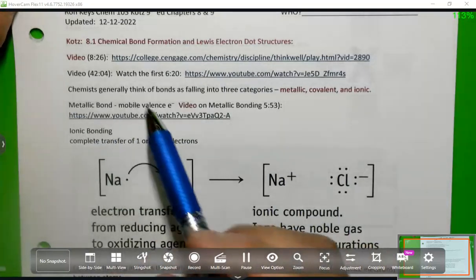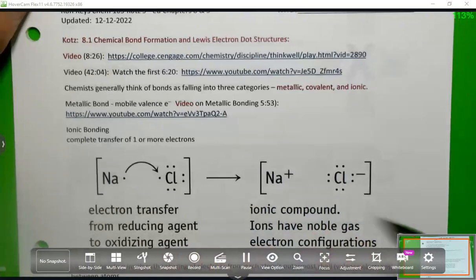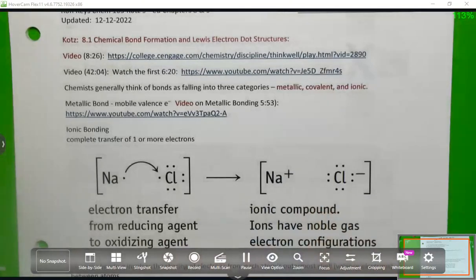Now, the metallic bond, I like to explain it this way. And I don't think I've explained this, getting my classes mixed up. I don't think so. Now, let's say that the electricity that's running through these lights here comes from a nuclear power plant. Where is the nuclear power plant? In Red Wing, Minnesota. Okay?